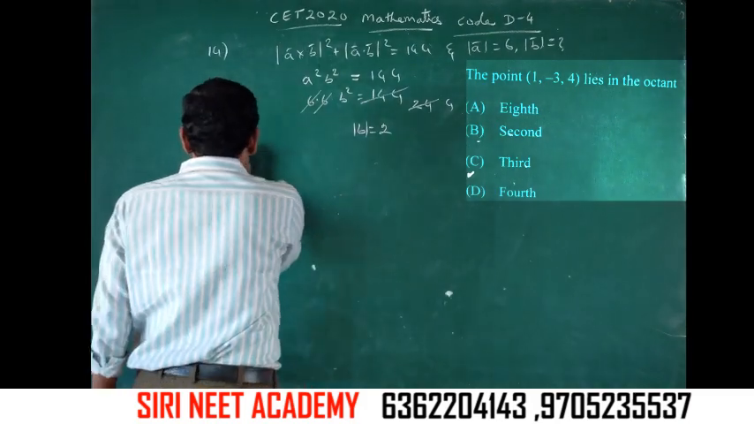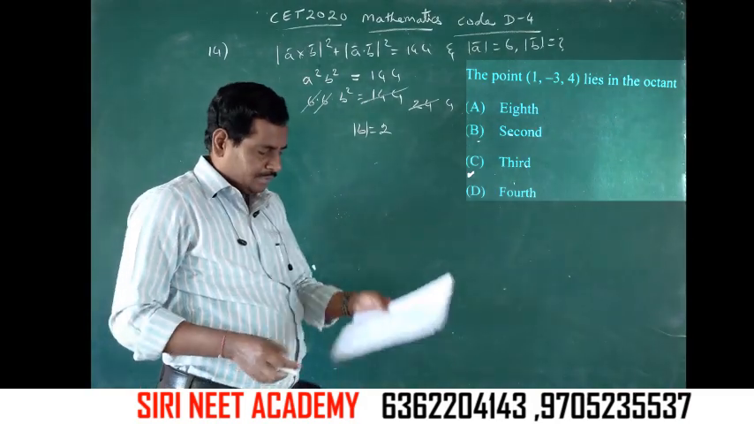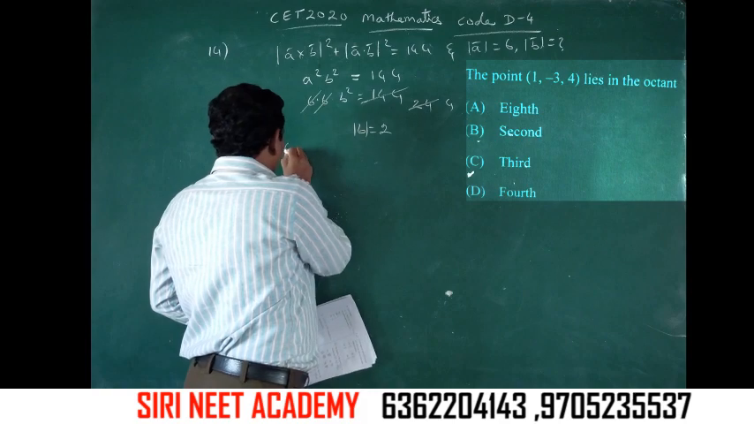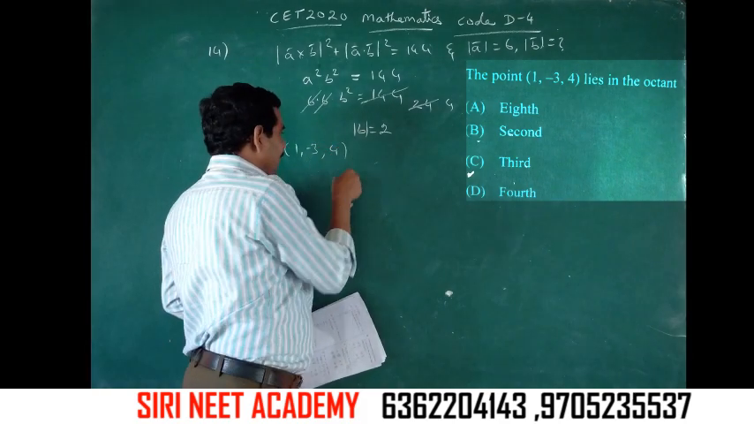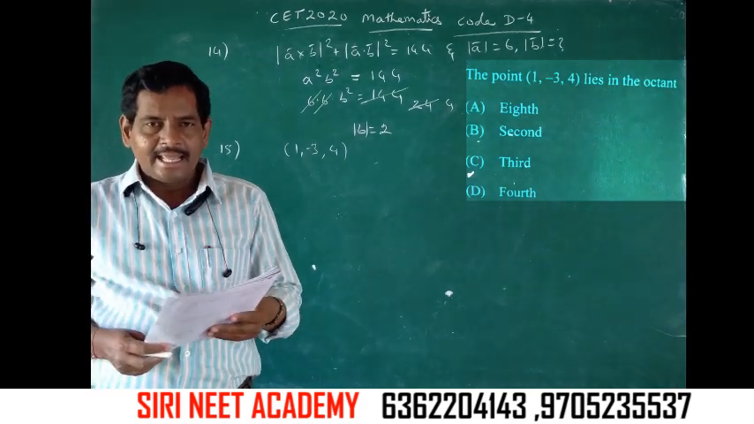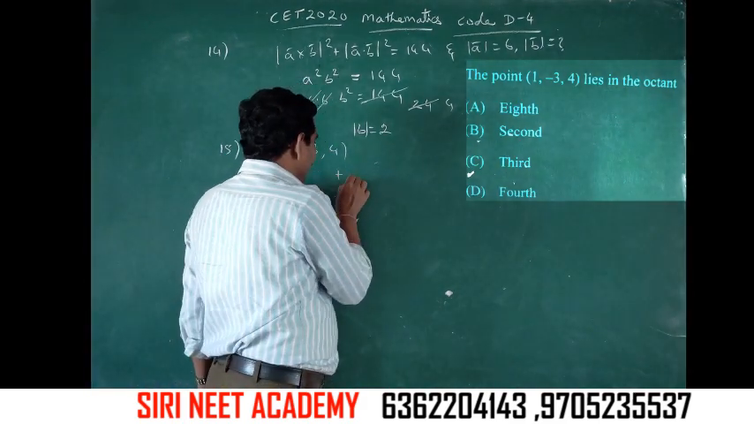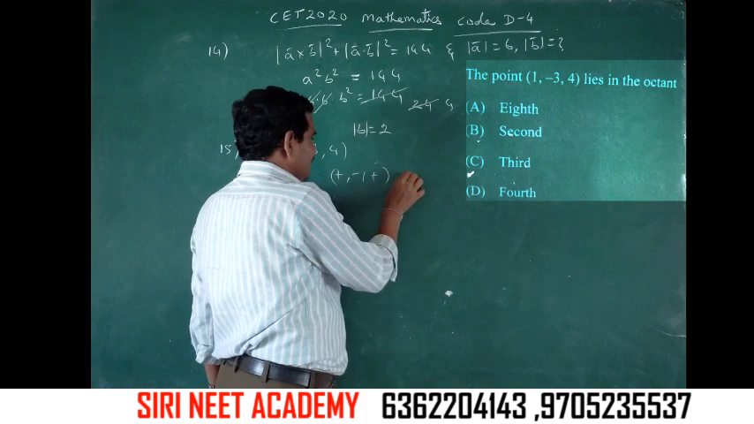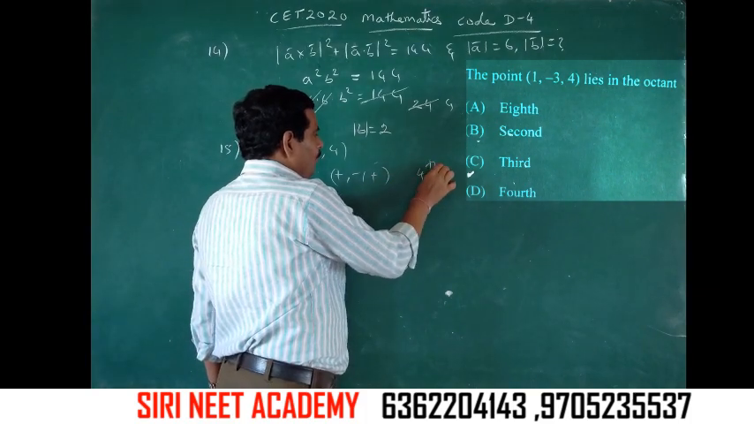Question number 15. The point 1 comma minus 3 comma 4 lies in the octant. This is a direct question. Here signs are plus, minus, plus, so it lies in the fourth octant.